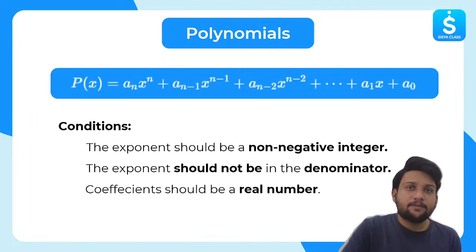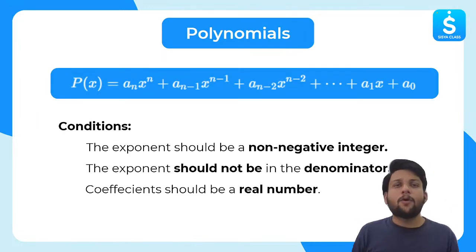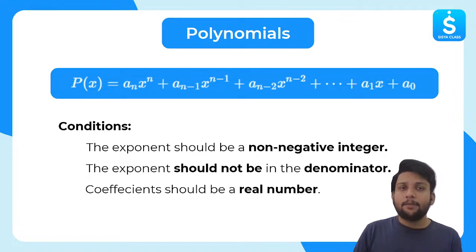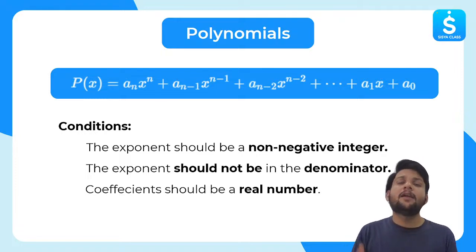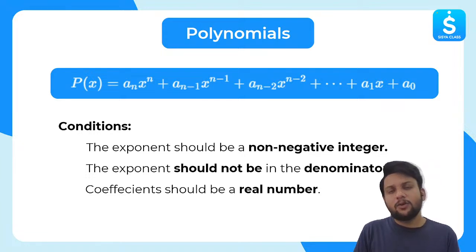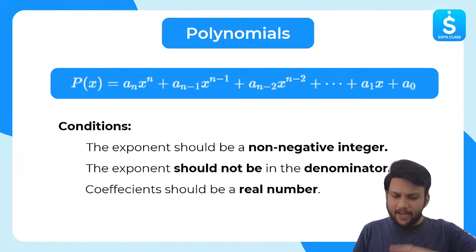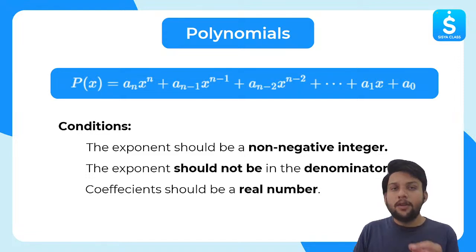So dear students, for this, a general form of polynomial I have given, that is p of x will be given as a_n x^n plus a_(n-1) x^(n-1) plus a_(n-2) x^(n-2) plus so on plus a_0. Now the conditions are very, very important. First of all, the exponent of any variable should be a non-negative integer.